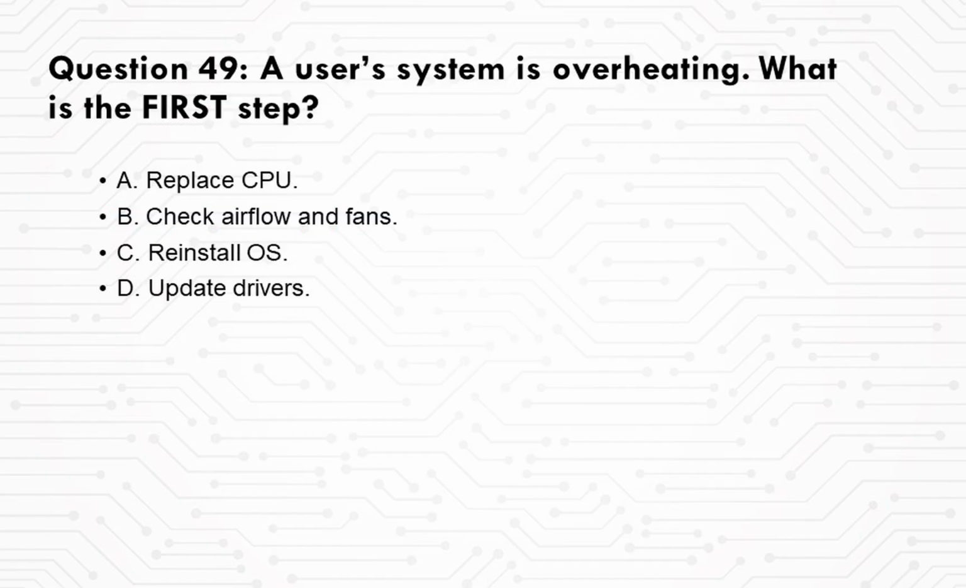Question 49. A user's system is overheating. What is the first step? A. Replace CPU. B. Check airflow and fans. C. Reinstall OS. D. Update drivers. Answer: B. Always check cooling/airflow before replacing hardware.